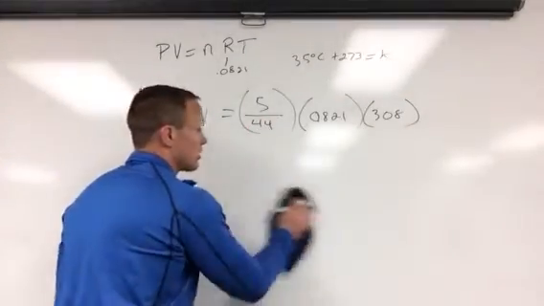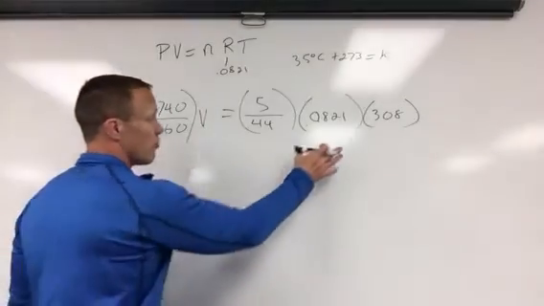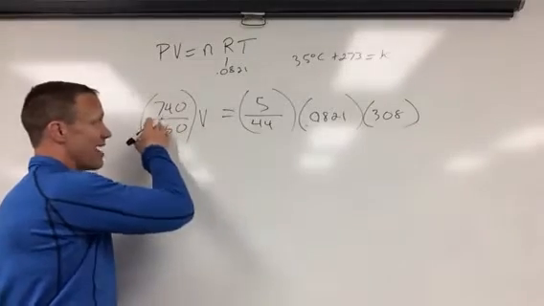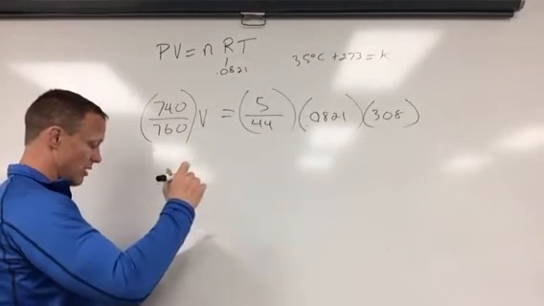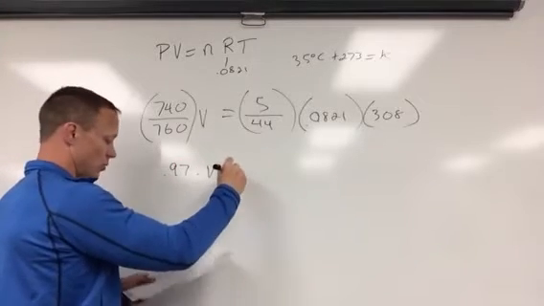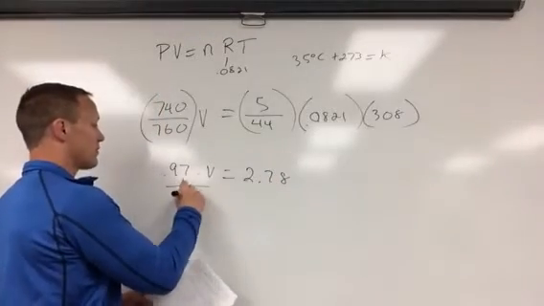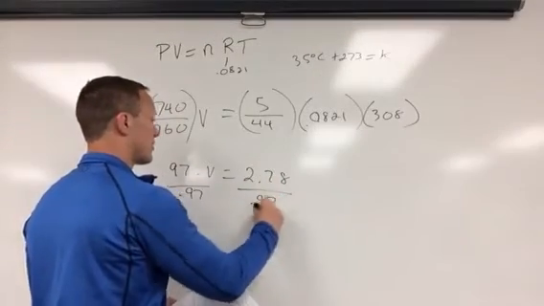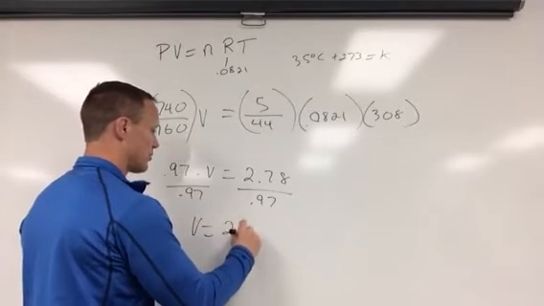Now it's just a little bit of algebra. I would multiply these 3, divide by this. Multiply those 3, divide by that. So you end up with 0.97 times V equals 2.78. So divide by 0.97, divide by 0.97, and our volume is 2.95 liters.